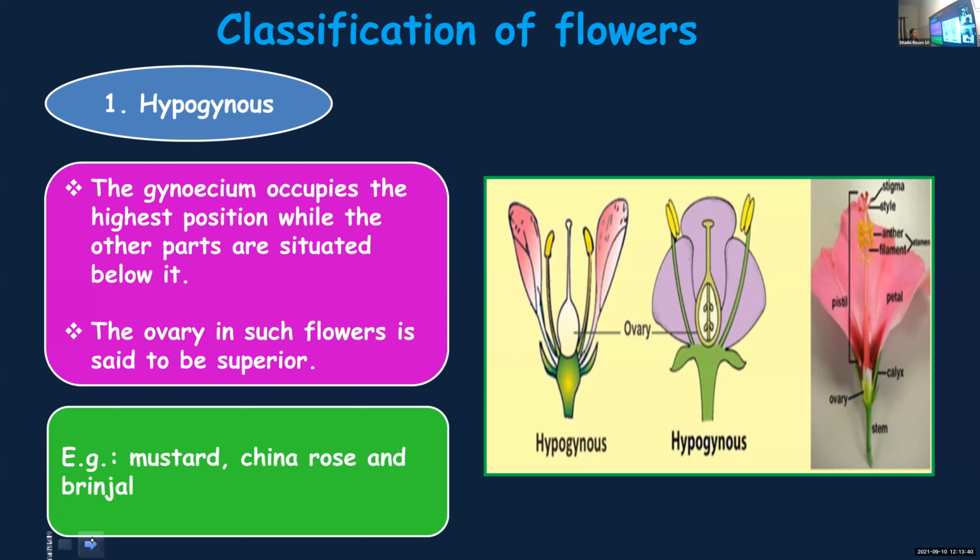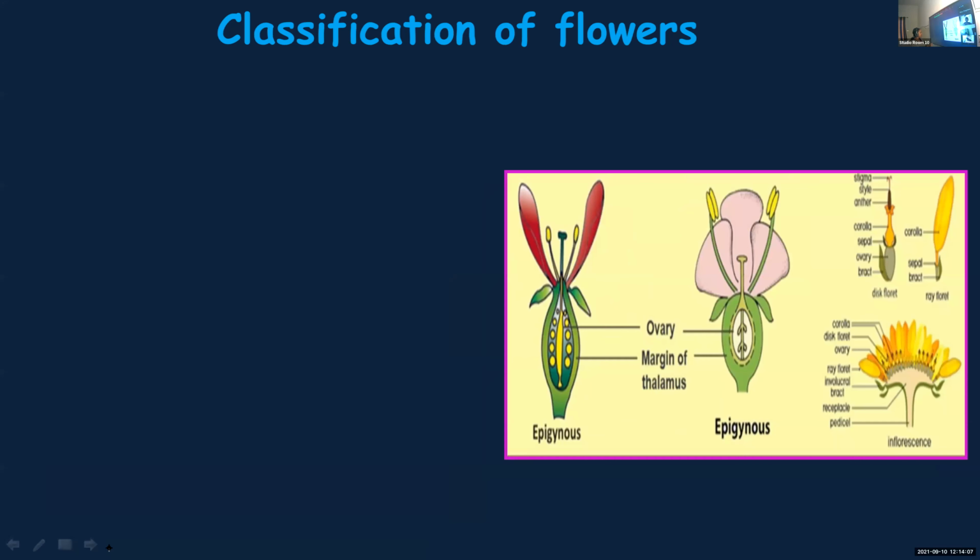So what is meant by a hypogynous flower? Here the gynoecium is occupying the superior position, the highest position. All the other parts are beneath. And here the ovary is superior. Ovary is a part of the gynoecium. Gynoecium has stigma, style, and ovary with ovules inside. So the ovary is superior here because the gynoecium is occupying the highest position.